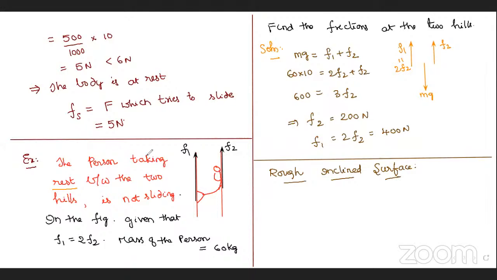Okay, on the rough inclined surface, what happens, sir? First, here I am assuming the inclined surface, and this is the angle of inclination, which is theta. And a block is placed on the inclined surface like this. Okay, Nana?